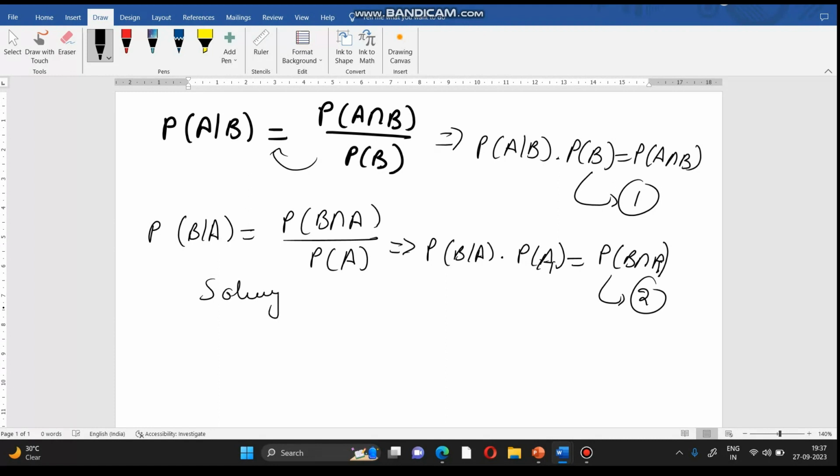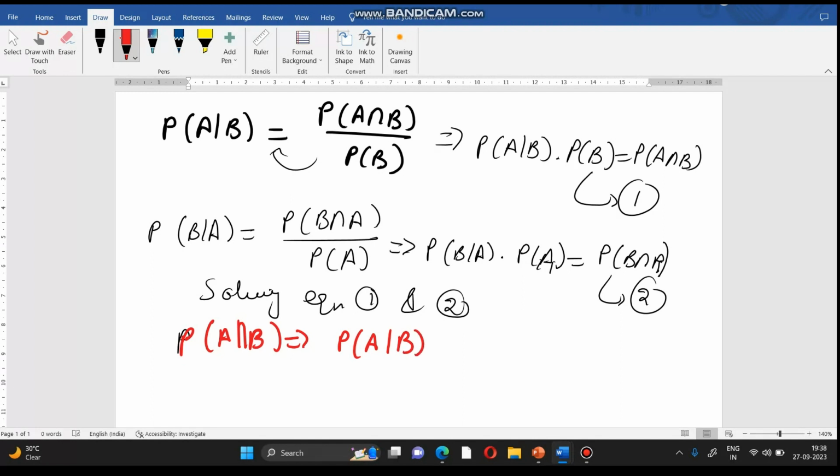Solving equation 1 and equation 2, we will get the formula. We know P of B intersection A and A intersection B can be written either way, we can write anything from these two. So from this we conclude that P of A intersection B implies P of A given B into P of B, which can also be written on the other side as P of B given A into P of A.